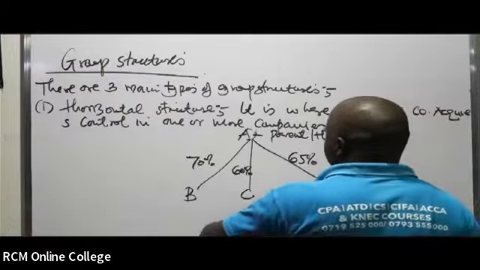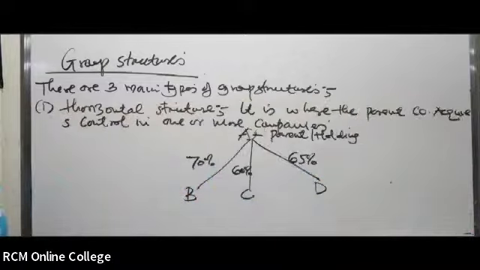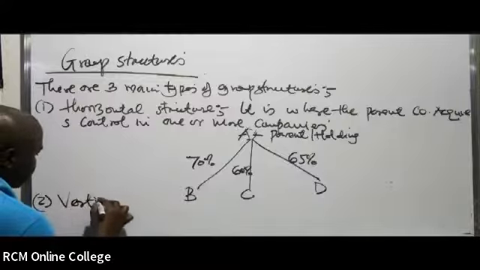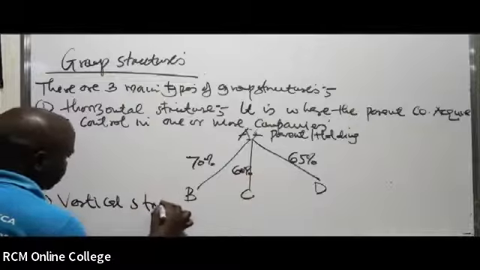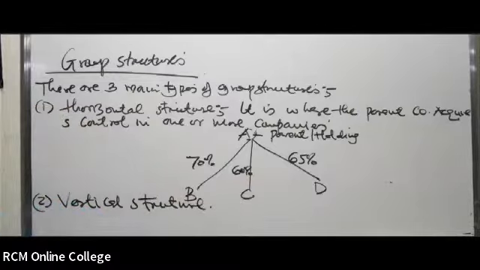So in this case, it will end up creating what? A horizontal structure. Then number two, vertical structure. You can write number two, vertical structure.